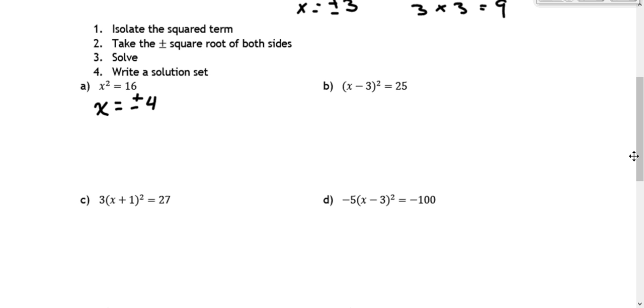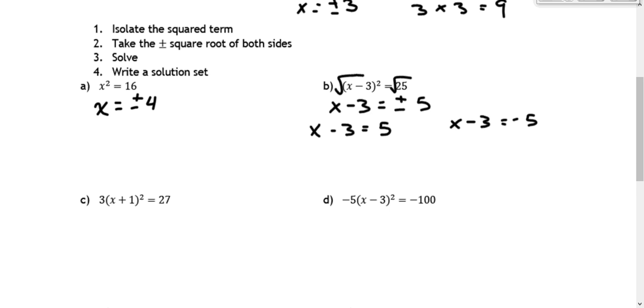When we do this one, you take the square root, so x minus 3 is equal to plus or minus 5. So then we have two things that are happening here. We have x minus 3 is equal to 5, and x minus 3 is equal to negative 5. So add 3. Then you get x is equal to 8, or x is equal to negative 2.